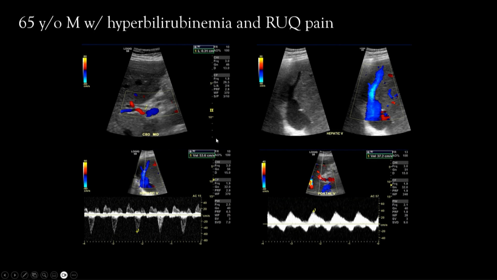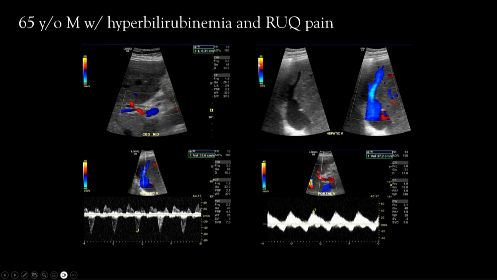Okay, here's another case. This was a case that I read early in my career as an attending. The patient came to the ED with hyperbilirubinemia and right upper quadrant pain, and had not been to a doctor in decades. We did this ultrasound as a first step, and the bile ducts looked fine. There was no evidence of biliary obstruction. The answer in this patient was actually in the liver Doppler.